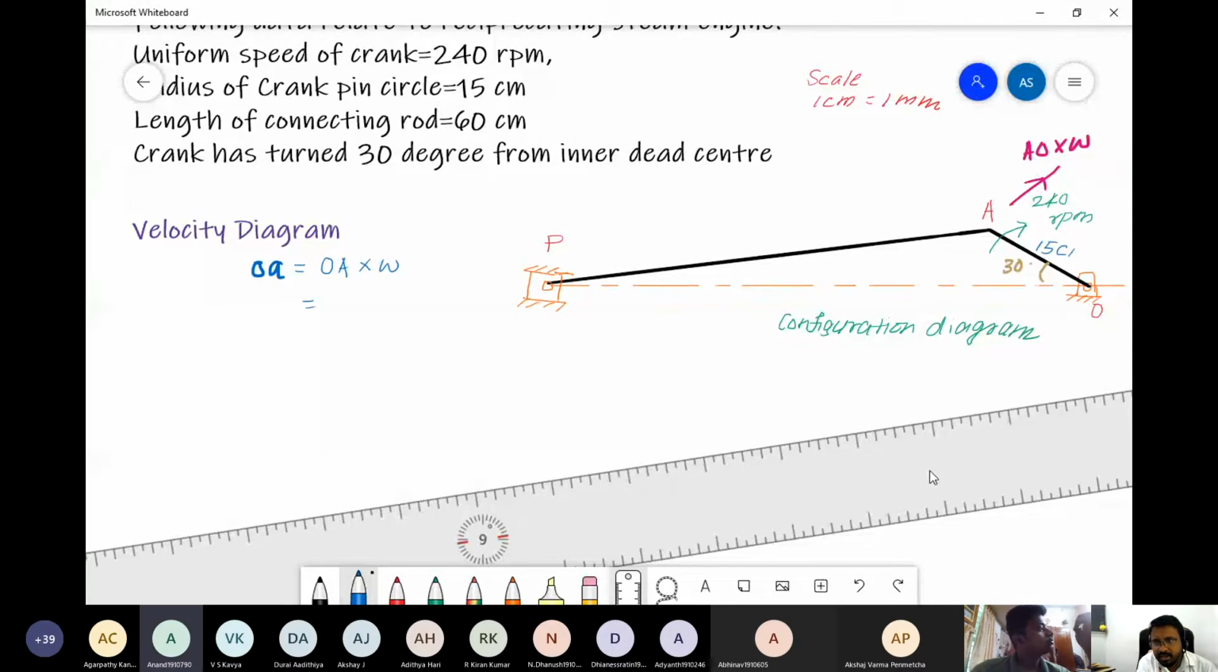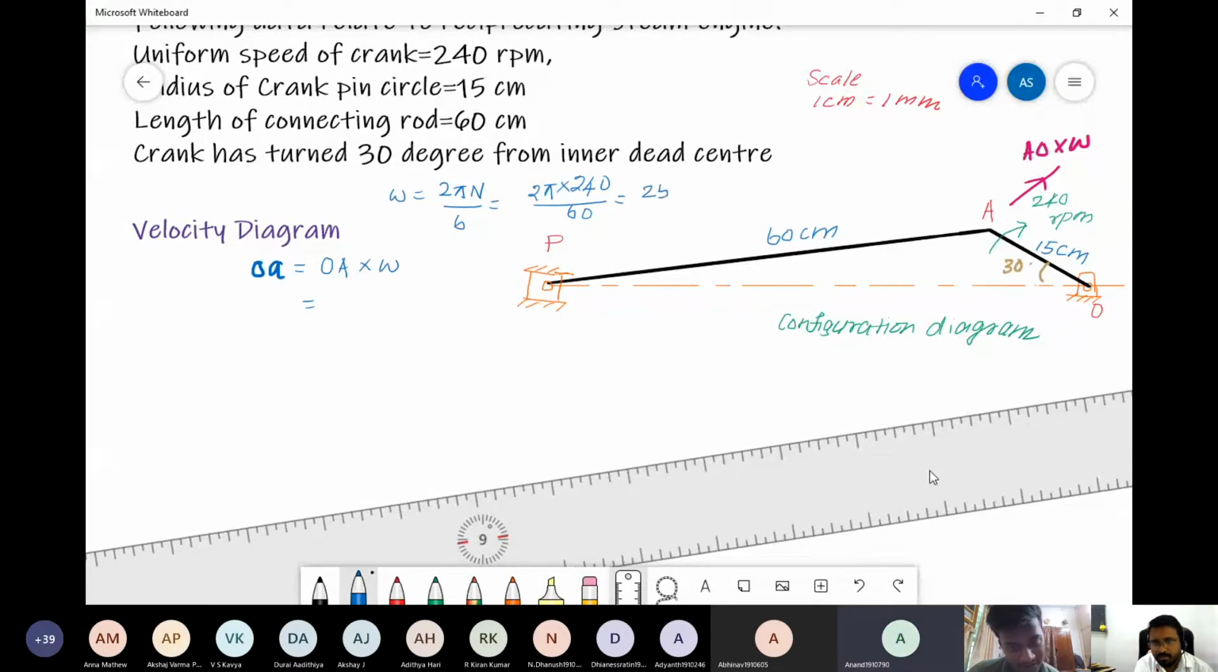15 centimeter. So it's a better idea to convert everything into meters when you are computing. Meters is always better. Omega, what is omega you are getting? Omega is equal to 2 pi N by 60. So 2 pi into 240 by 60, correct?